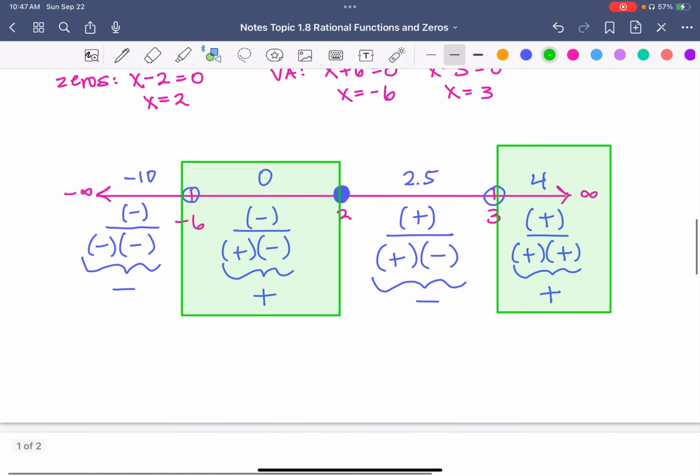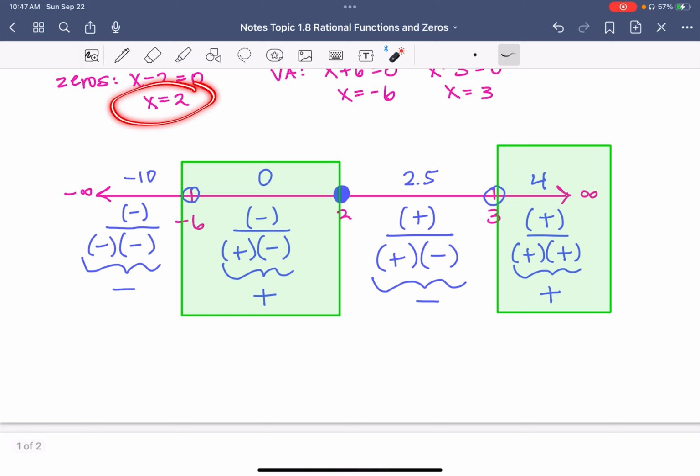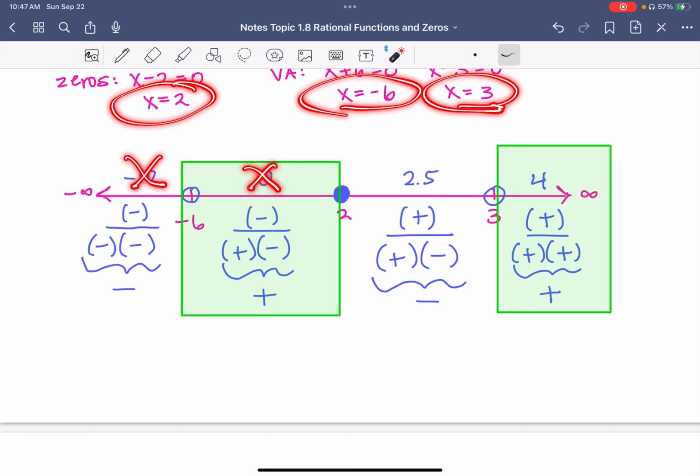Okay, now you want to make sure that in your intervals, you should only be including the numbers that you solved for from your zeros and your vertical asymptotes. Please do not use the test values. That was just to help us figure out if it was above or below the x-axis, but they're not what is going into the intervals. They should be the values you solved for x in the previous step.